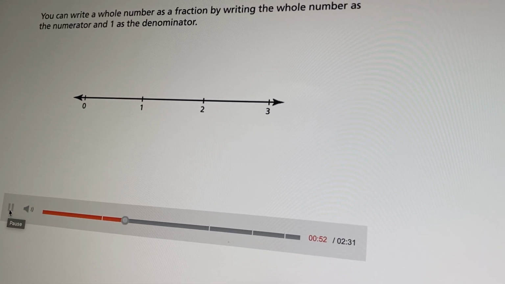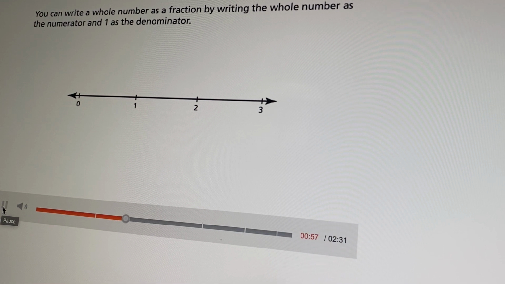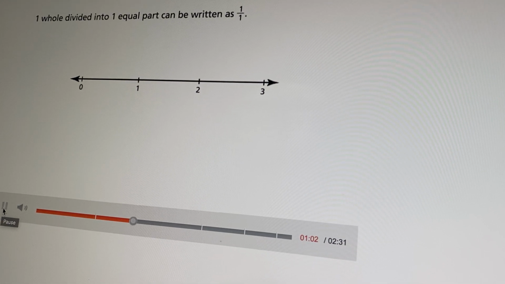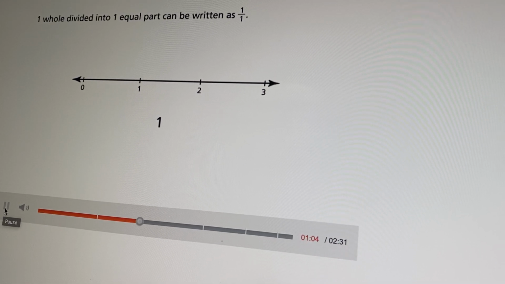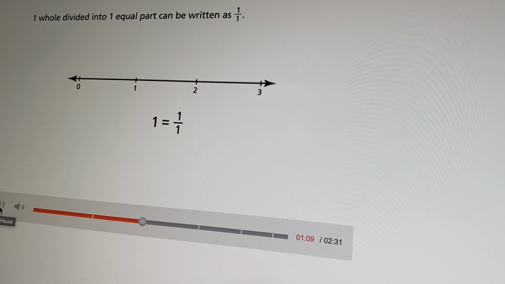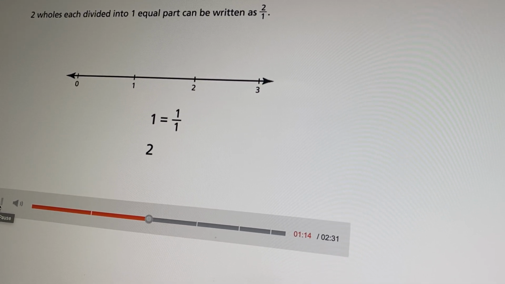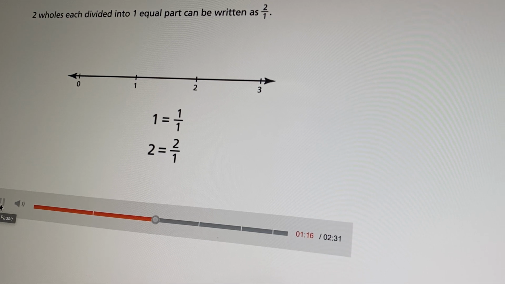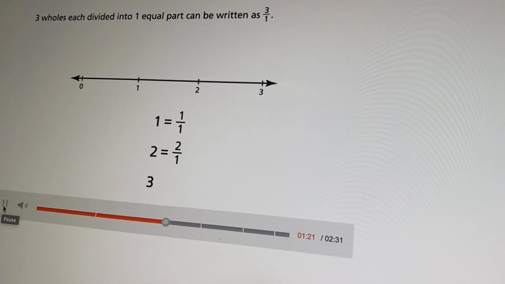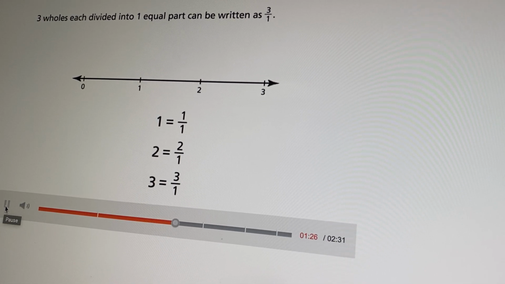You can write a whole number as a fraction by writing the whole number as the numerator and 1 as the denominator. One whole divided into one equal part can be written as 1 over 1. Two wholes, each divided into one equal part, can be written as 2 over 1. 3 wholes, each divided into one equal part, can be written as 3 over 1.